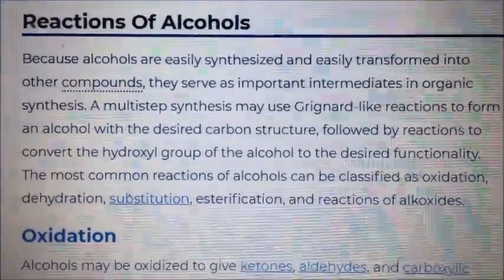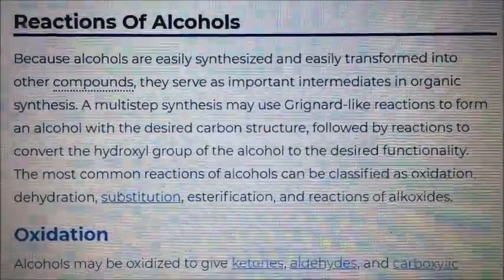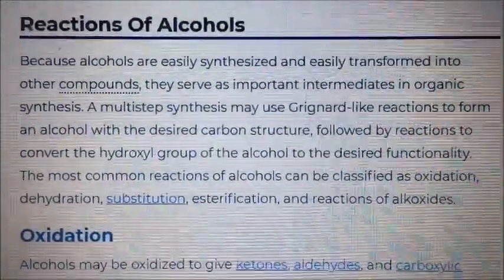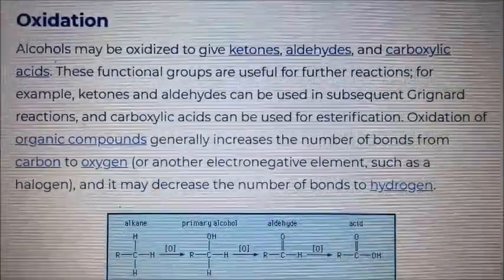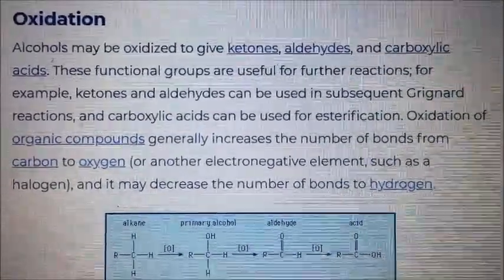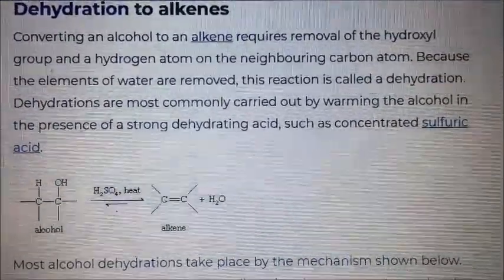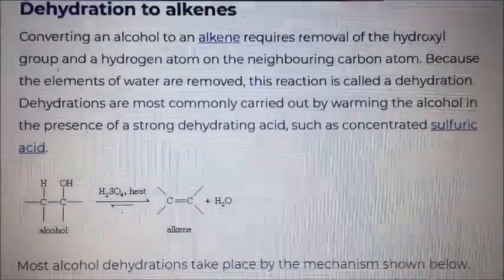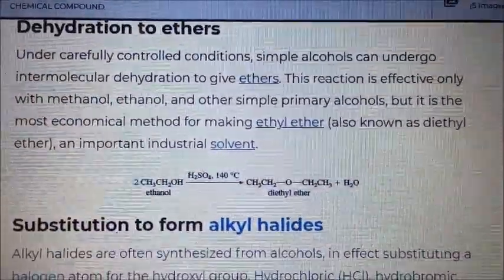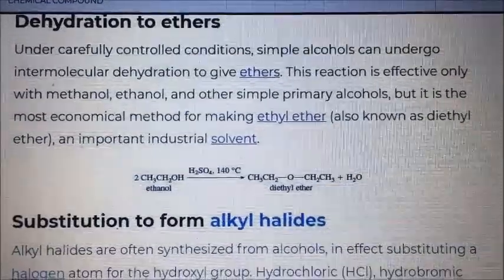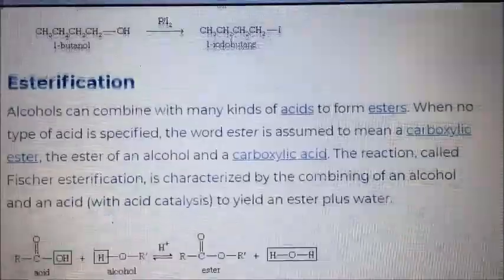Reactions of alcohols. Because alcohols are easily synthesized and easily transformed into other compounds, they serve as important intermediates in organic synthesis. One reaction of alcohols is oxidation, where alcohols may be oxidized to give ketones, aldehydes, and carboxylic acids. Another is dehydration to alkenes. Converting an alcohol to an alkene requires removal of the hydroxyl group and the hydrogen atom on the neighboring carbon atom. Another is dehydration to ethers, where under carefully controlled conditions, simple alcohols can undergo intermolecular dehydration to give ethers.